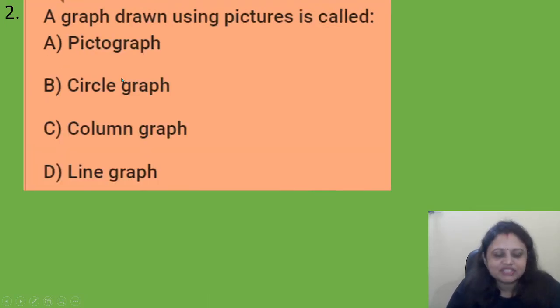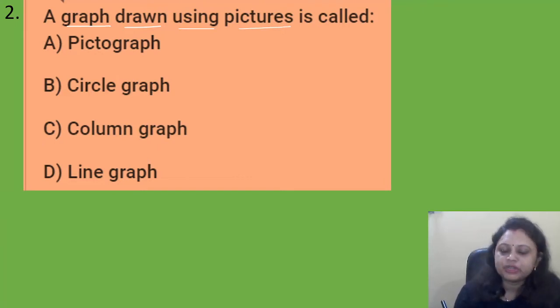Coming to the next question, a graph drawn using pictures is called option A, pictograph, B, circle graph, C, column graph, D, line graph. So in the question it is asked, a graph drawn using pictures is called, do you know the answer? If you know the answer, you can write in the comment section. Okay, so here the correct answer is option A, that is pictograph.